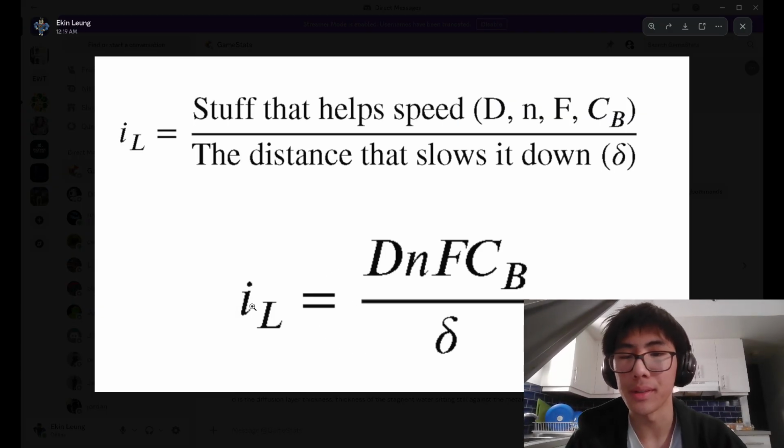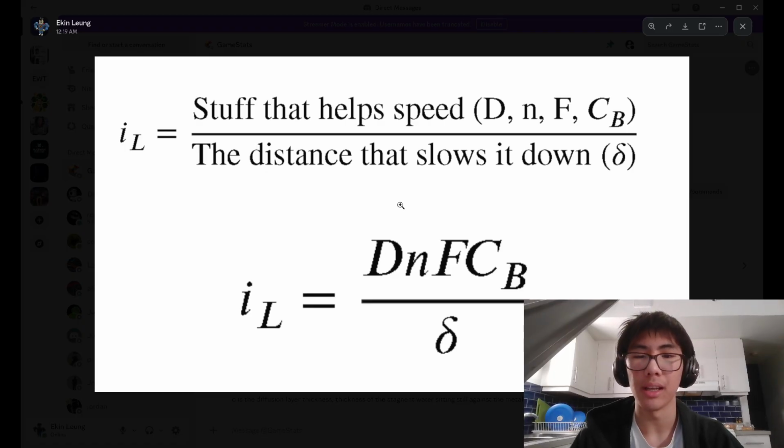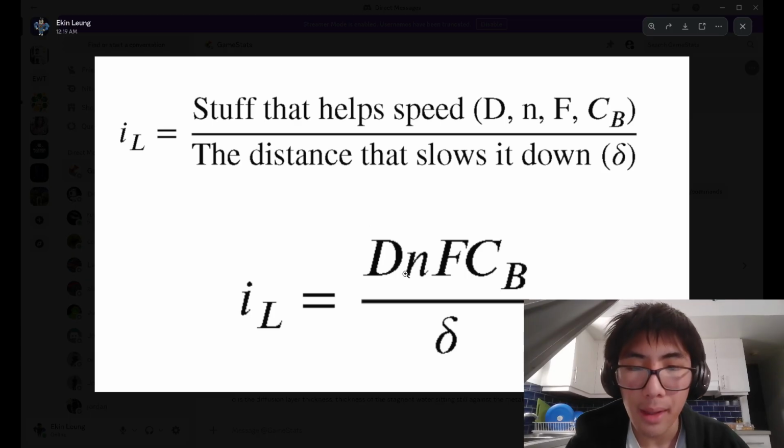All right, this is the formula. This is the limiting current density, right? This is what I_L is. Basically just the corrosion rate. D is the diffusion rate, how fast the particles go from high to low, right? If it goes really fast, the corrosion rate goes really fast, so you can keep corroding. And n is just the electrons transferred.